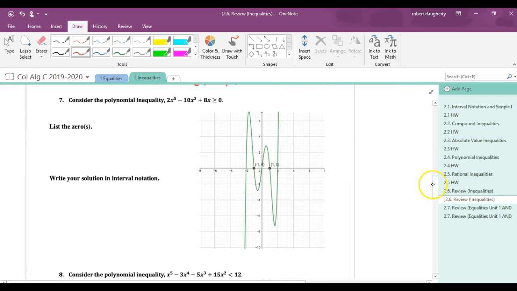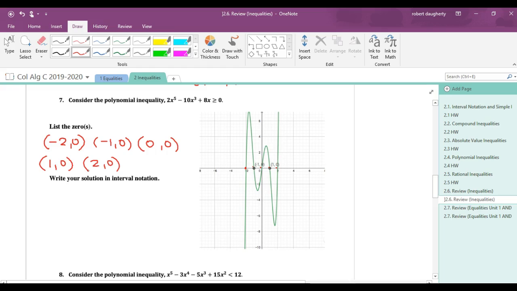Next problem is, I have a polynomial graphed. 2x to the 5th minus 10x cubed plus 8x greater than or equal to 0. List the zeros. On my graph, here are the zeros. It looks like there are 1, 2, 3, 4, 5 of them. So the zeros are -2, 0. You have to list them as a point, xy coordinate. -1, 0. 0, 0. 1, 0. And 2, 0. Those are all the zeros.